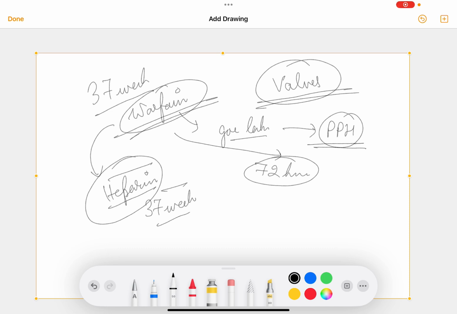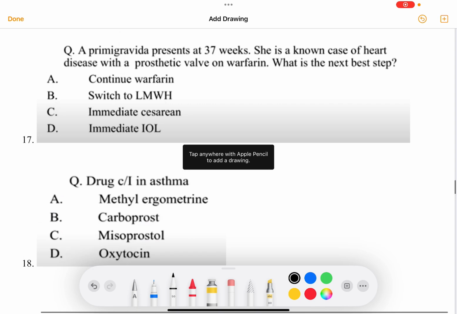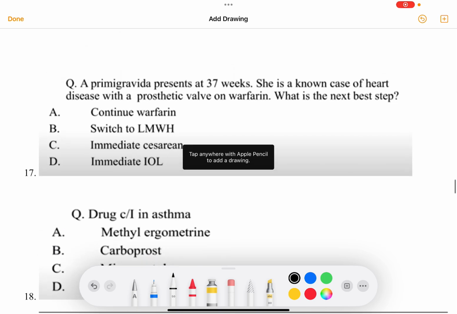Just at the onset of labor, we will stop the heparin, we will let the labor progress, let the patient deliver. Once there is no PPH, that is 12 to 24 hours after delivery, we can restart heparin for this patient. So answer will be answer B, that is switch over to low molecular weight heparin.